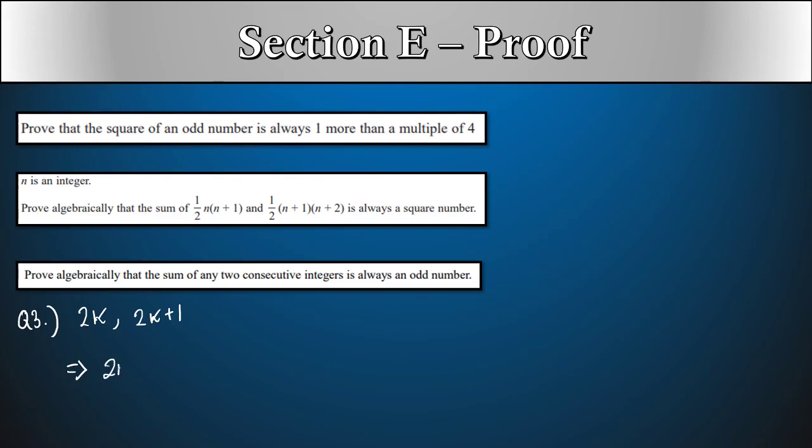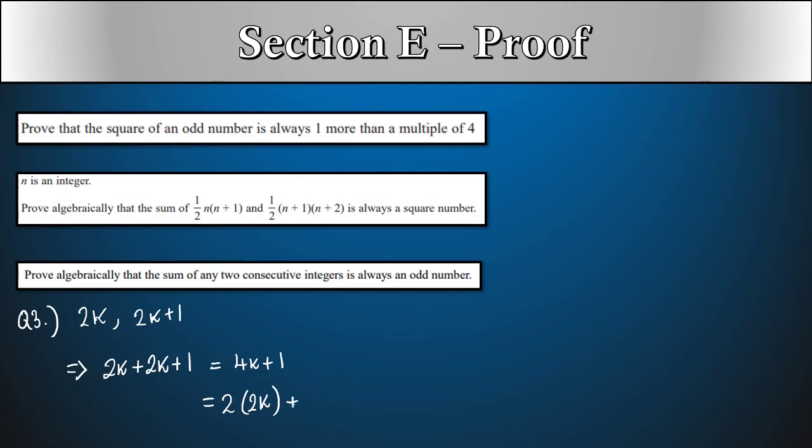So 2k plus 2k plus 1, what would that give us? Well, that would just simply be 4k plus 1. Okay, so 4k plus 1. Well, how do we know this is an odd number? Well, this 4k here, we could actually write that as 2 lots of 2k. Okay, so this is now a multiple of 2. It's in the 2 times table. And remember, any number that is a multiple of 2 will always be even.